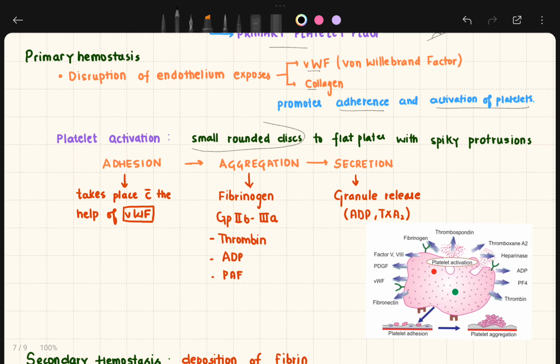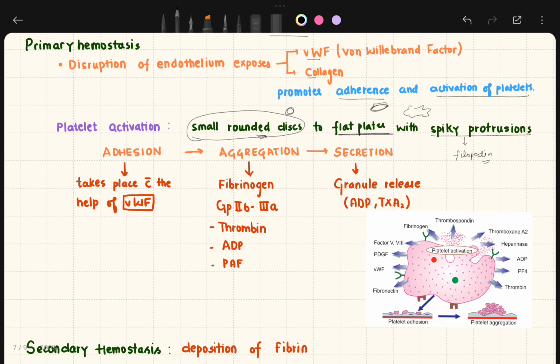Platelets are generally small rounded disc shaped cells. They are going to transform their shape from small rounded disc shaped cells to flat plates with spiky protrusions, and these spiky protrusions are known as filopodia. They are basically like pseudopodia, false feet. They are also known as filopodia. So these spiky protrusions increase the surface area of the platelet cell by several folds.